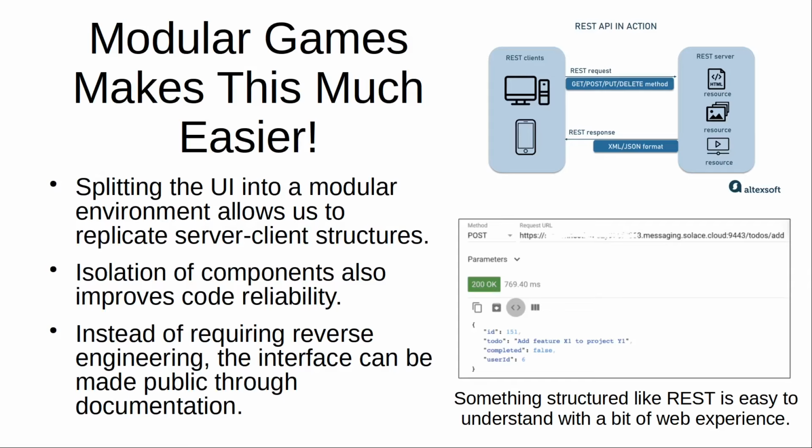Splitting the UI into a modular environment allows us to replicate these server-client structures. The isolation of components also improves code reliability because now you're not having this spaghetti everywhere, but you're actually separating these functions from each other. Instead of requiring reverse engineering, the interface can be made public through documentation. And that documentation can also be automated if you know how to do your docs.